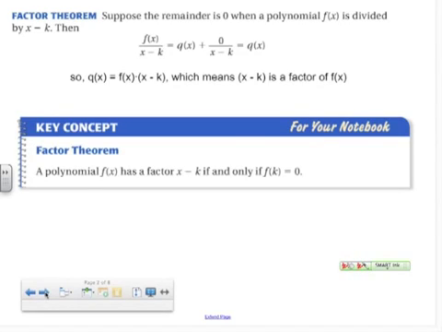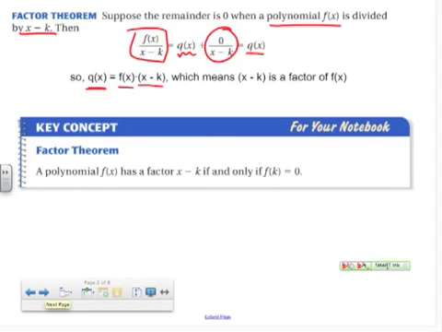So, suppose you have a polynomial f of x, and you divide it by a factor x minus k, and you get your quotient and 0 as a remainder. That means you can ignore the remainder and you just have the new function q of x. So basically f of x is equal to q of x times the factor x minus k that you divided by, and x minus k is a factor of f of x. So that's a couple ways that you can make a conclusion from the factor theorem.